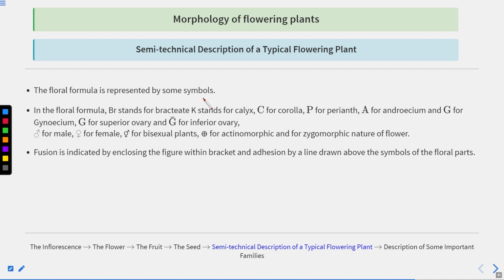The floral formula is represented by symbols. This is going to be very interesting and very, very important as well. So the floral formula, let us see here. If the flower is bracteate, that is, the flower is having bracts, presence of bracts, then you should write Br. Okay, Br. And calyx, obviously the flower must have the calyx. So the calyx is represented by K.